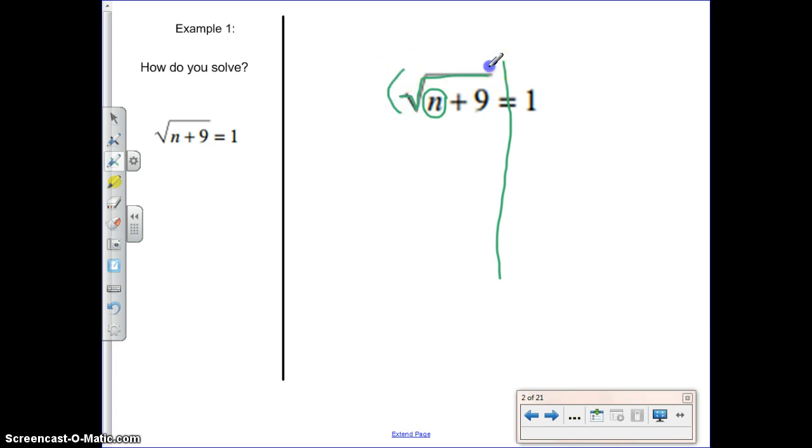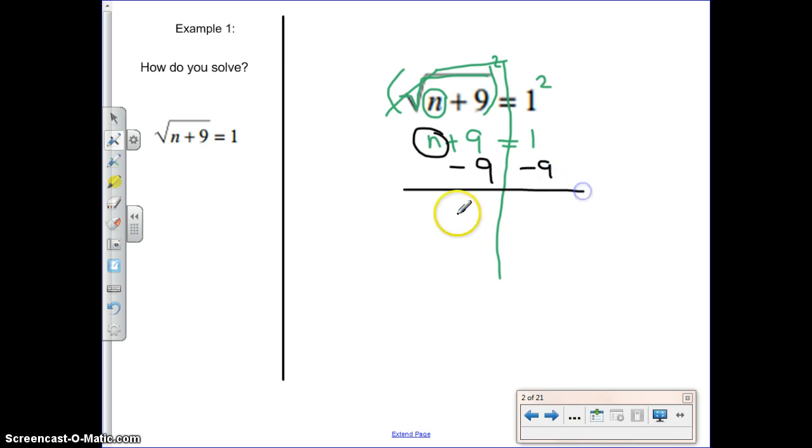So to undo something that is squared, the opposite of something that is square rooted, is to square it. And if we square the left side, we also have to square the right side. So we are left with n plus 9 equals, and 1 squared is like 1 times 1, which is 1. Now, we still don't quite have n alone, so we need to subtract 9 from both sides. So n equals -8. All right, so that's one problem.